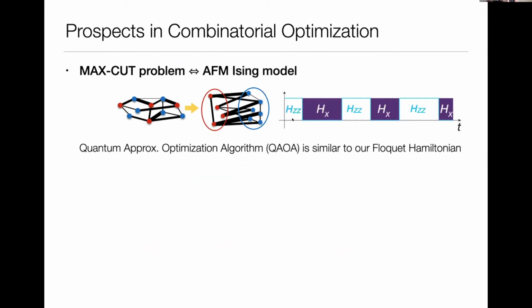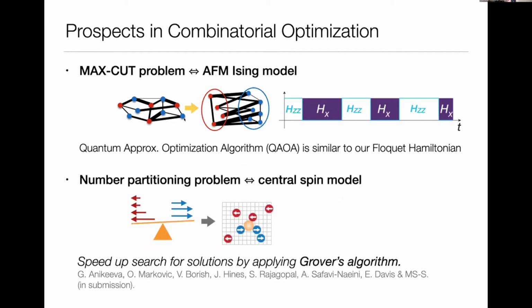And in fact, this sequence of alternating between interactions and the transverse field is precisely an algorithm that's of interest for trying to find the ground states that solve this optimization problem. So we're interested in exploring that and related problems. There's another one that naturally maps onto central spin type models that we can also realize in this system, and there'll be a theory paper on this second idea that we'll be putting on the archive this week.